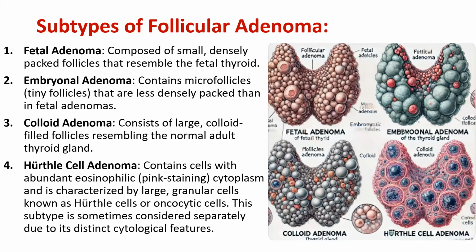Then we have Hurthle cell adenomas. These contain cells with abundant eosinophilic pink staining cytoplasm. And this subtype is sometimes considered separate due to the distinct cytological features, as you see over there on the right.